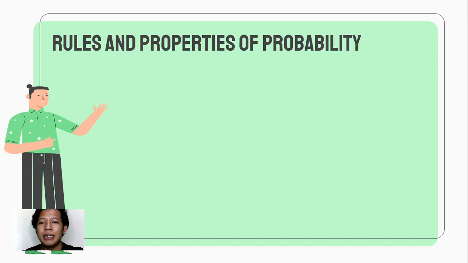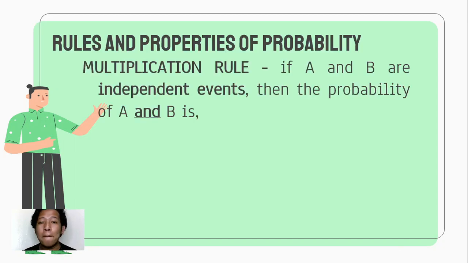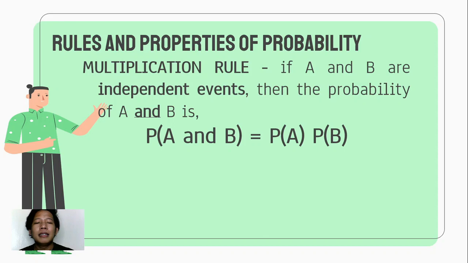Next is what we so-called multiplication rule. We have the multiplication rule in the sense that if A and B are independent events, okay, independent events, then the probability of A and B equals the probability of A times the probability of B. What do we mean by independent events?